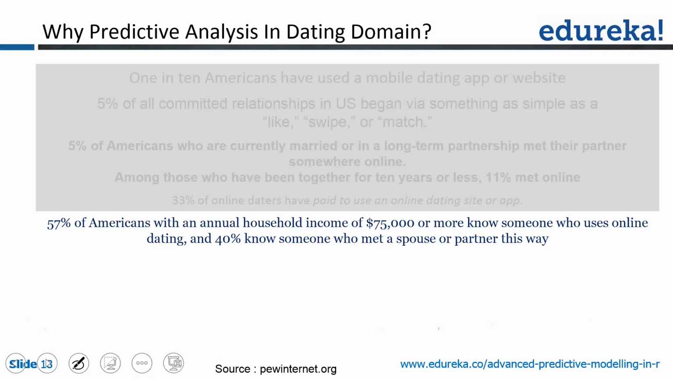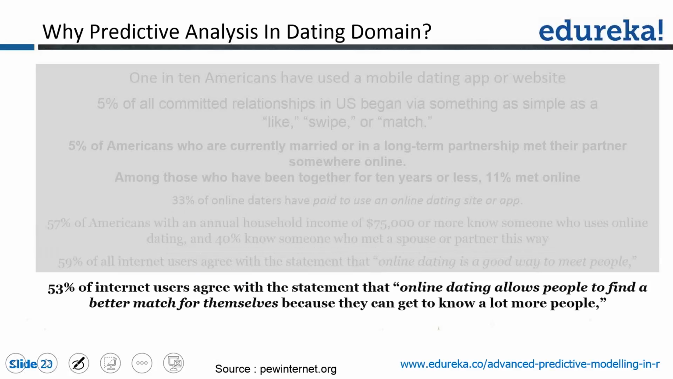And there is a lot of potential, right, for coming up with predictive modeling and all that in these kinds of situations. 57% of Americans with an annual household income of $75,000 or more know someone who uses online dating, and 40% know someone who met a spouse or partner this way. 59% of all internet users agree with the statement that online dating is a good way to meet people. So people are encouraging, people are using the application, they are happy with the service, they are happy with the security and privacy aspects. They're happy that they are able to find a perfect match.